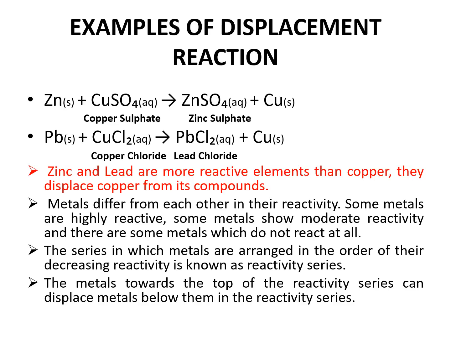Metals differ from each other in their reactivity. Some metals are highly reactive, some metals are moderately reactive, and there are very few metals which are least reactive or do not react at all. The series in which metals are arranged in the order of their decreasing reactivity is known as the reactivity series or activity series. The metals towards the top of the reactivity series can displace metals below them in the reactivity series.